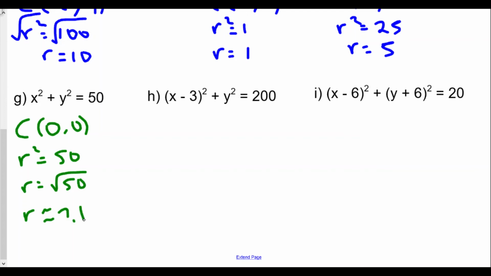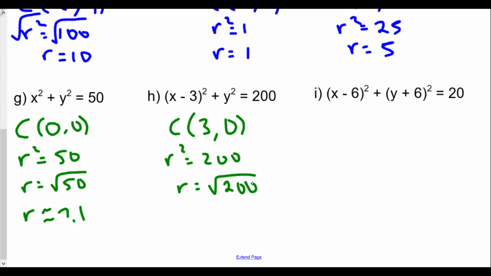Okay? For h, x minus 3 squared, same as x minus h squared. Our h value for the center is going to be positive 3. And just like in the previous question, y squared is the same as y minus 0 squared. So our k value for the center is going to be 0. r squared equals 200. So r equals the square root of 200. And so the square root of 200 is going to be approximately 14.14. Rounding to the nearest tenth means, in this case, 14.1.